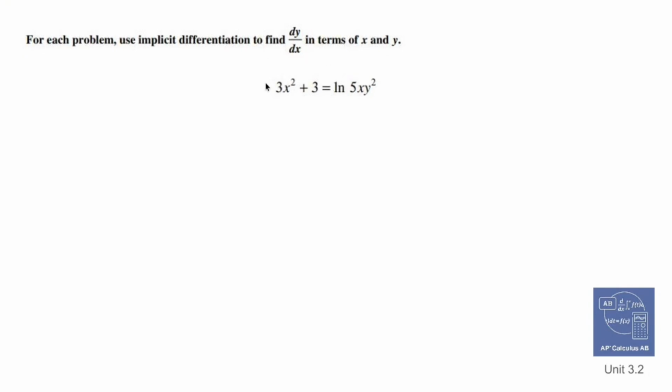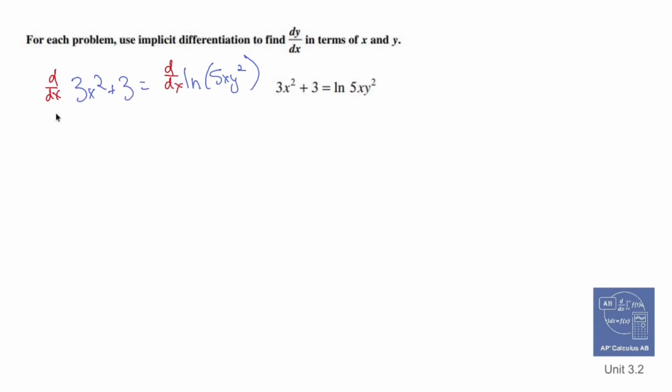Use implicit differentiation to find dy/dx in terms of x and y. So we've got 3x squared plus 3 equals ln of 5xy squared. All right, so let me rewrite it. 3x squared plus 3 equals ln of 5xy squared.